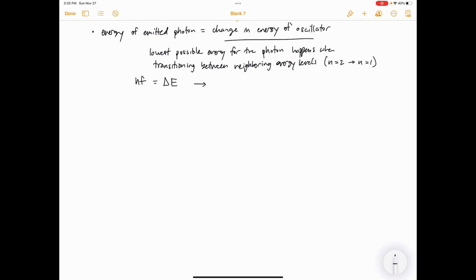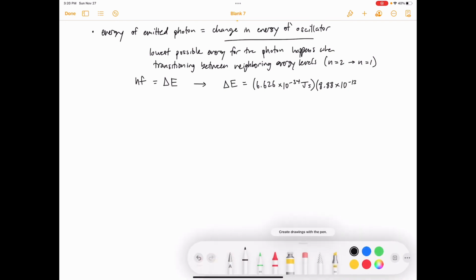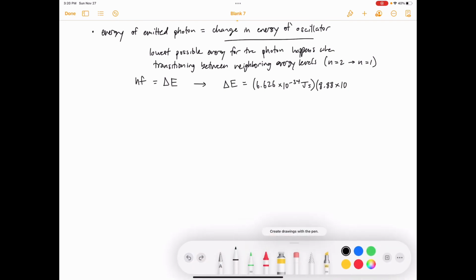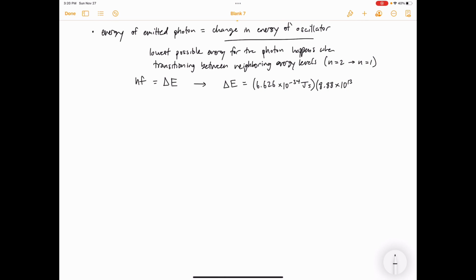We can write down what this is. Delta E, the gap between energy levels, is just h times f, where f is the frequency of this photon that gets emitted. So we have 6.626 times 10 to the minus 34 joule-seconds for h. And then for f, we have 8.88 times 10 to the positive 13 hertz, which is the same as inverse seconds, okay?